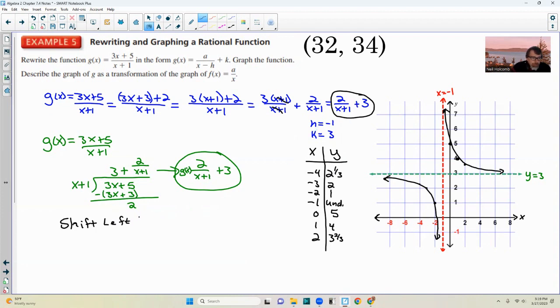One unit, and shift up k units, which was 3. So it's shifted left 1, up 3. So here's my origin. So I go over 1, left 1, and up 1, 2, 3. And I'm right there.